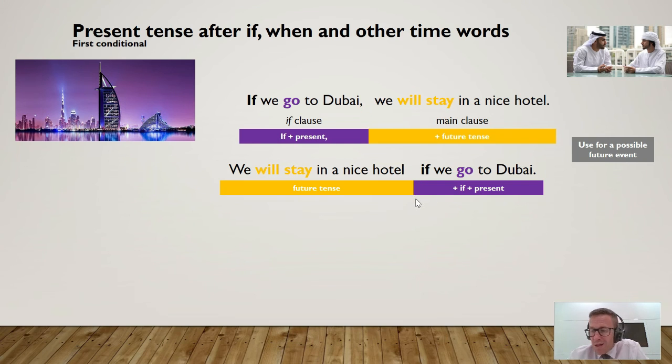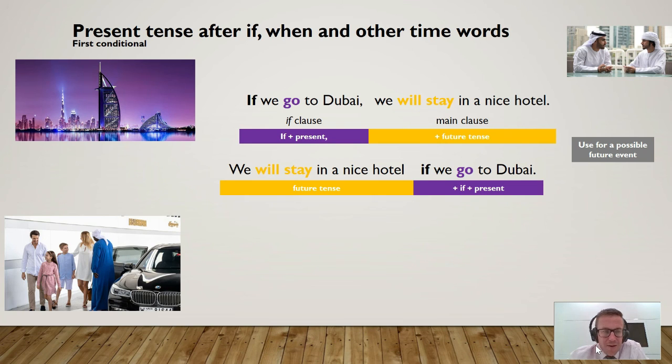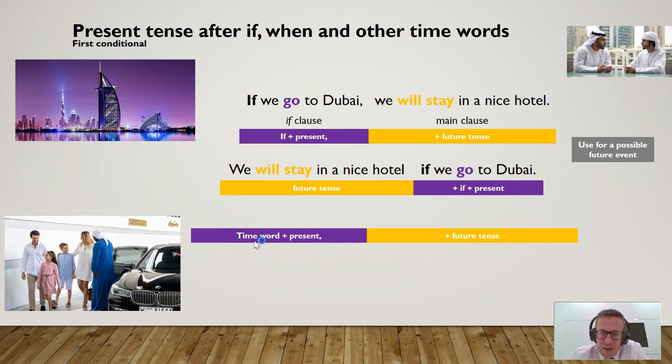And now, just finally, we have a picture of a family. They're at the hotel. They're just arriving because they're parking their car, they have their bags, they're arriving at the hotel. So this one is time word plus present. It's similar, it's first conditional. It's the same as if, but it's using different words. When we get to the hotel, we will have a drink next to the pool.